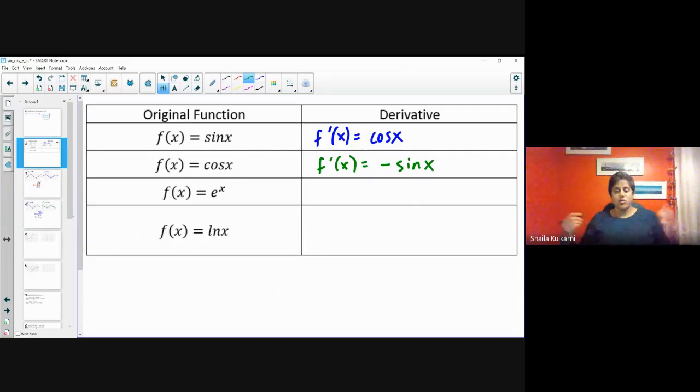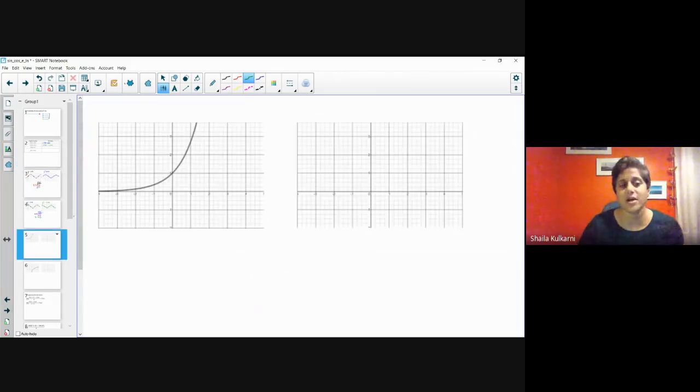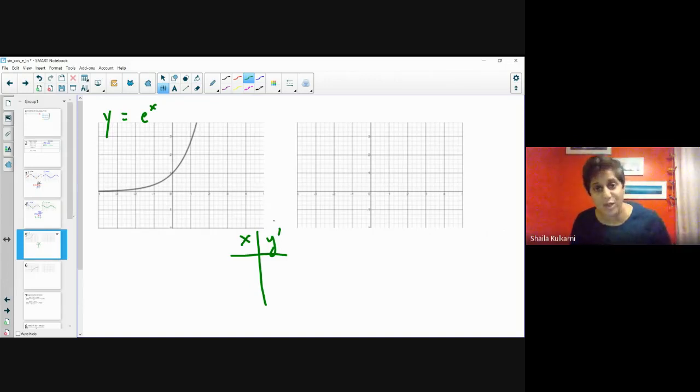So we have 2 down, 2 to go. All right, here is the graph. This is the original graph of y equals e to the x. We're going to do the exact same thing. We're going to pick an x value, figure out what its slope is, and then graph the value of the slope as the y value on the derivative graph. So this is the value -4 over here, and it kind of looks like the slope is 0, doesn't it? So let's graph -4, 0.